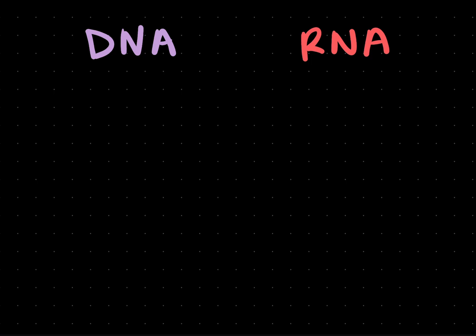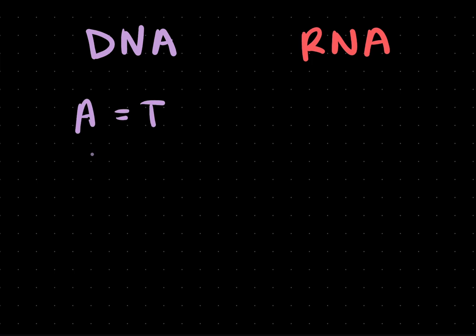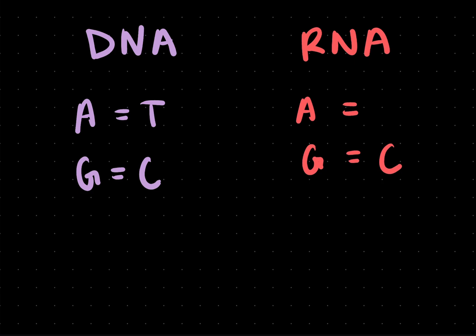But before we begin, let's remind ourselves of our pairing rules. Remember, when you're working with DNA, A always pairs with T, and G always pairs with C. However, when you're working with RNA, what you'll notice is that there is no T in RNA. And so anywhere you would have put a T, you're going to put a U instead.